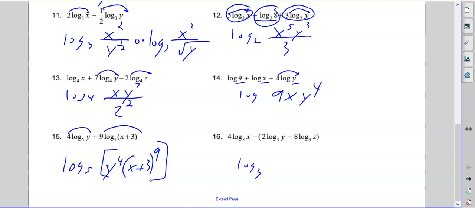Now, this one's kind of tricky because we need to distribute this negative. So this is going to become minus, and when we distribute here, this is going to become plus, which means we're only going to have one thing on the bottom, and that's going to be that y squared. And then the x 4th is there, and the z to the 8th goes up here.